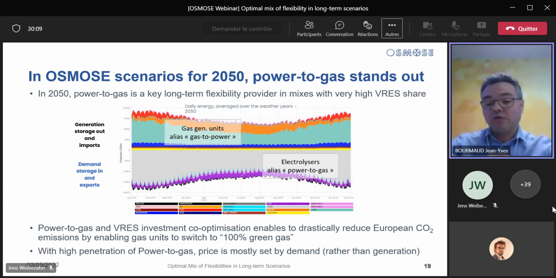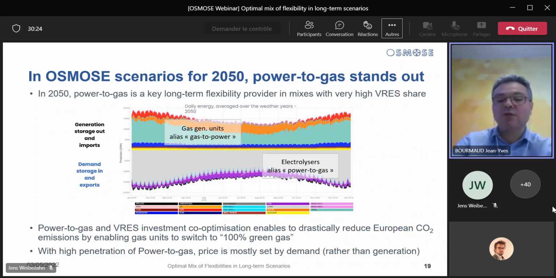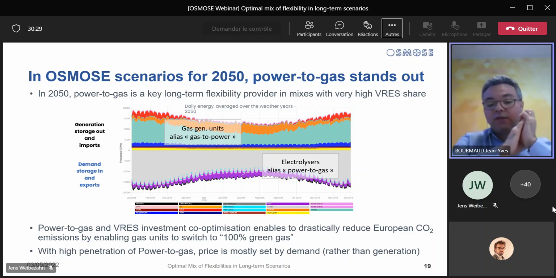This stack illustrates the transfer of energy from summer to winter, thanks to electrolyzers producing green gas in summer, when the sun is abundant, and thanks to generation units running mostly on this green gas in winter. One of our findings is that if we allow our planning tools to co-optimize power to gas and various investments, we can further reduce European CO2 emissions by allowing gas generators to run 100% on green gas.